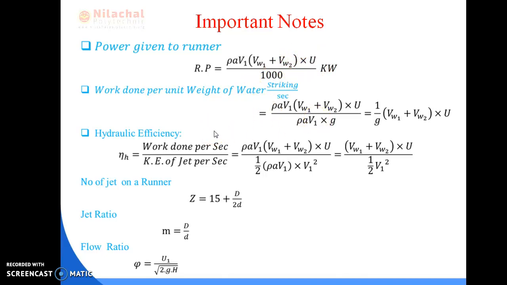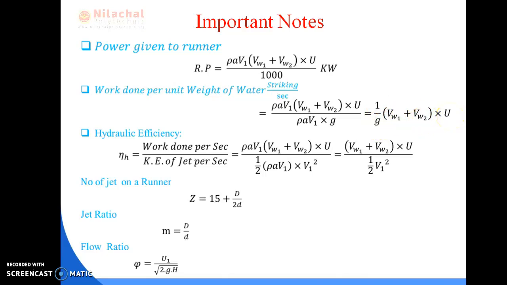The work done per unit weight of the water: work done is equal to rho a V1 (Vw1 plus Vw2) into U divided by the weight of water, where weight is mass into acceleration, that is the rate of flow of water into g. So rho a V1 into g. So finally we get 1 by g (Vw1 plus Vw2) into U.